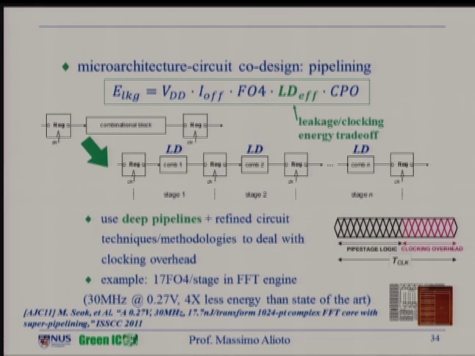We can also play with the microarchitecture, because in the end, the leakage energy is proportional to the effective logic depth. So this suggests the idea that we should actually break the circuit into deep pipelines. So many registers and very little logic between subsequent registers. And this was done, for example, 3 years ago by Yogesh in a paper published at ISSCC, where they showed that using a pretty aggressive logic depth of 17 FO4, they basically reduced the energy by 4x compared to the state of the art.